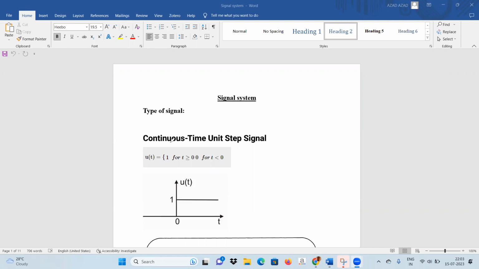The first type of signal is the continuous time step input signal. The step input signal is defined as u(t) equal to 1 for t greater than 0, but it has no value for t less than 0. See here, for t greater than 0 it has value equal to 1, but when t is less than 0 it has no value. It means it has 0 value.